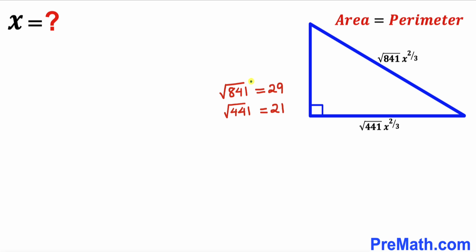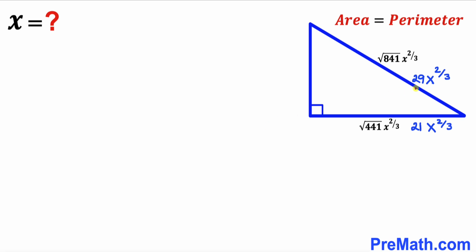Let's make an observation. We can see the square root of 841 equals 29, and likewise the square root of 441 is simply 21. So this expression could be written as 29 times x power 2/3, and likewise this base expression could be written as 21 times x power 2/3.